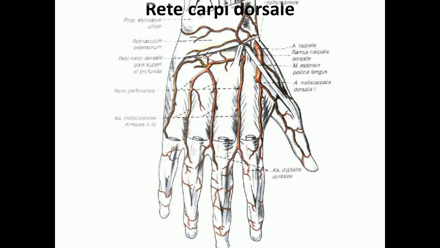And again, the same demonstration on another scheme from another anatomical textbook, from the textbook of Reichert, a very famous Polish textbook, and we can see inside of this yellow circle rete carpi dorsale, and from it we can find arteriae metacarpales dorsales. Here they are.